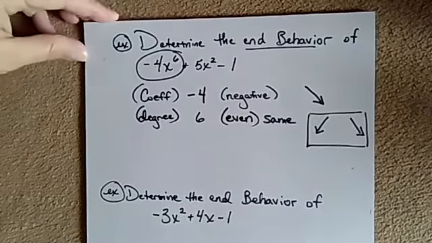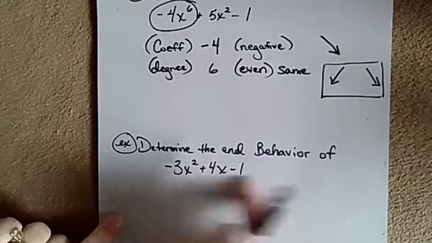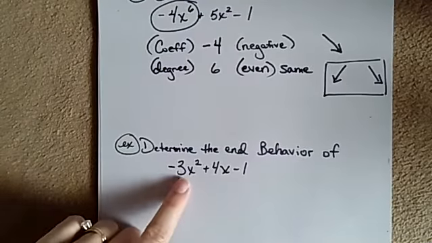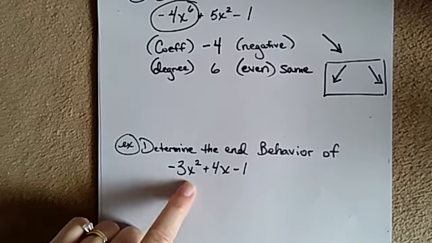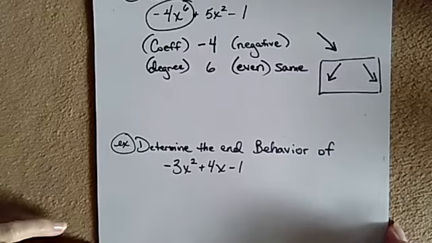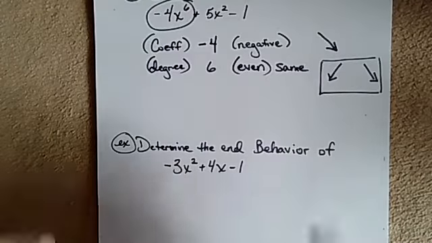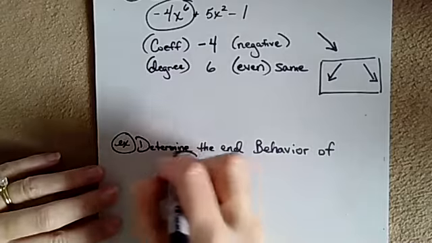Okay, let's look at this one right here. This is just a quadratic, a parabola. We probably already know what that is. The graph of a quadratic is a parabola, which looks like a horseshoe. But let's apply these rules. So determine the end behavior.